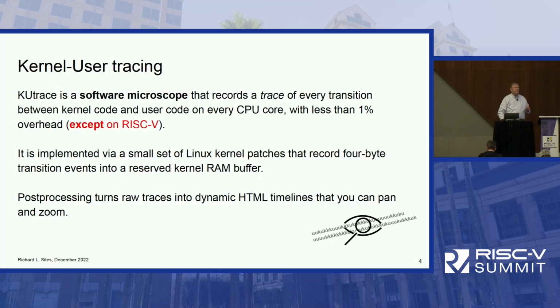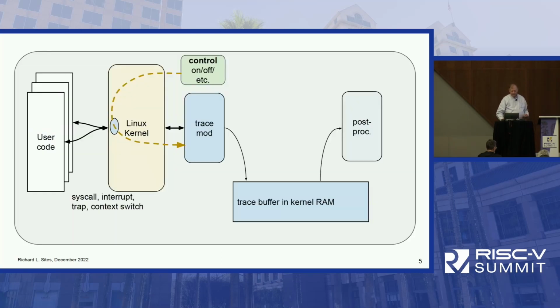So it's a small set of Linux kernel patches. It's about 150 lines of code total for the patches that call out to a loadable module, and then everything else is done in post-processing. So this is the picture with the few lines of kernel patches, a control program to turn tracing on and off, and a loadable module that actually writes the trace to reserved kernel memory, and then everything else is post-processing.